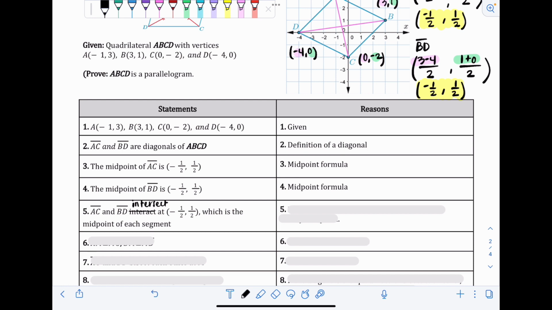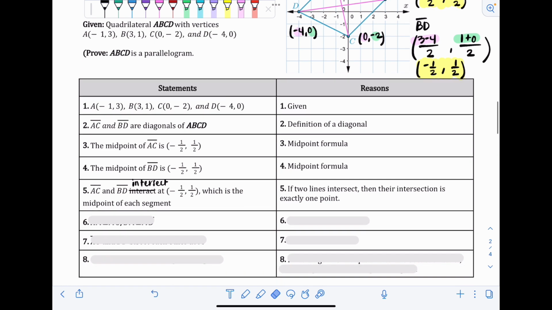I don't think we've used this reason before. The first time I read it, I thought it seemed silly. But the reason is if two lines intersect, then their intersection point is exactly 1 point. So basically, if two lines are crossing, they must be crossing at one and only 1 point. So for 5, segment AC and BD intersect at (-1/2, 1/2), which is the midpoint of each segment.